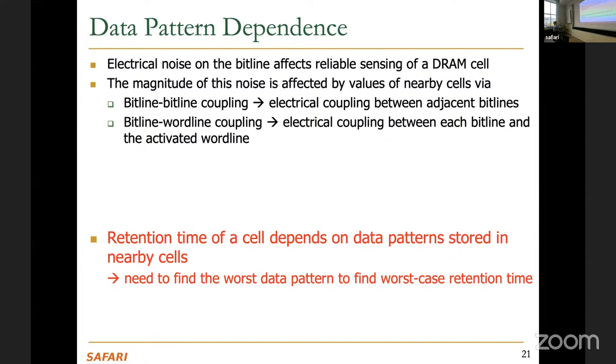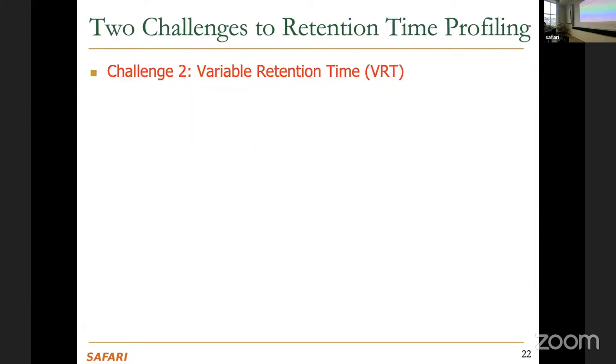If you really want to find the worst case retention time of a cell, you need to find the worst data pattern. Otherwise, you may get some retention time that's not the worst case. And this is going to pose a challenge, as we will see.